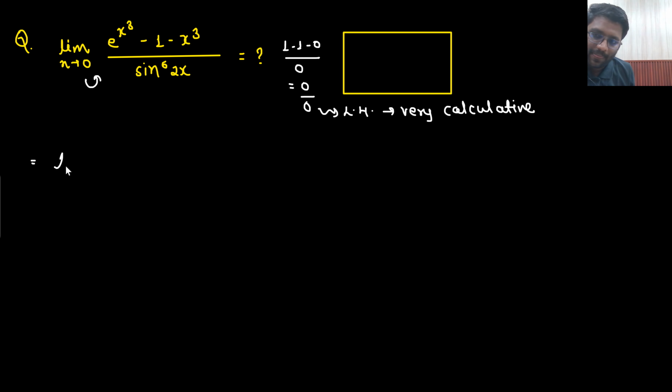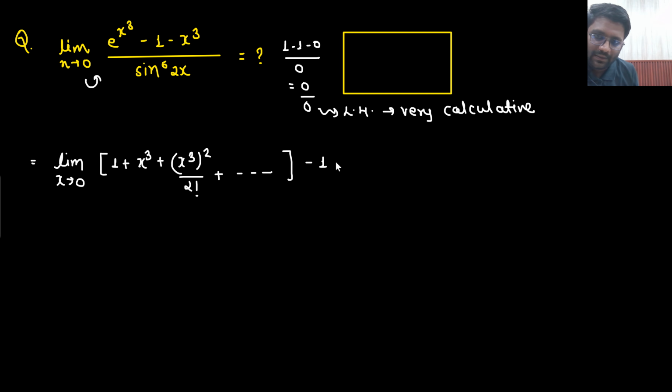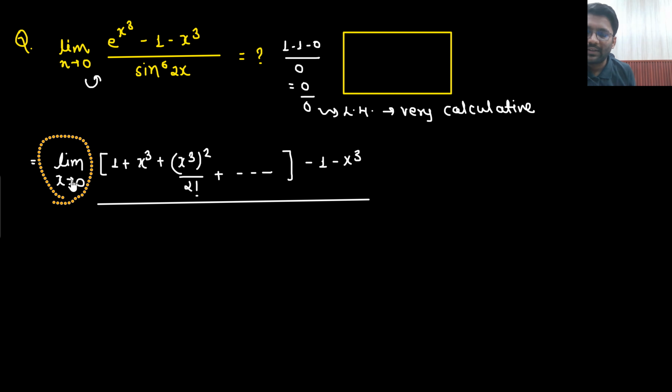What I will do? Limit x extending to 0. Expansion of e to the power x cube. I know the expansion of e to the power x, that is 1 plus x square by 2, so 1 plus x square by 2 and so on. And then the minus sign is there, minus x cube is there. So till what point we will expand? Have some patience, you will understand till what point you will expand. Just have some patience.